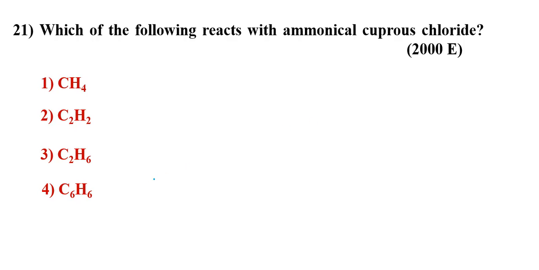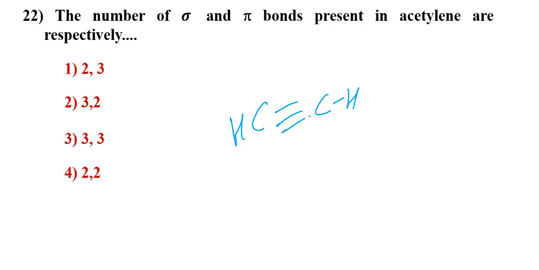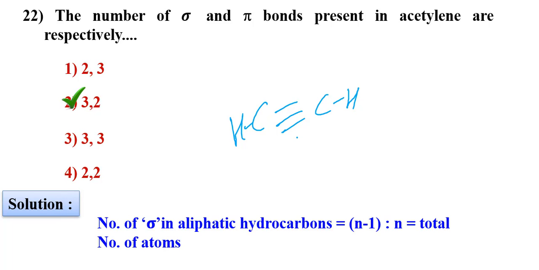Which of the following reacts with ammoniacal cuprous chloride? Terminal alkynes. So here terminal alkyne means acetylene is the answer. The number of sigma and pi bonds present in acetylene are respectively? It's a very simple question. If you know the structure of acetylene, you can write it. Tell me how many sigma and how many pi bonds? 3 sigma, 2 pi bonds. 1, 2, 3. These two are pi bonds, this is also a pi bond, this is also a pi bond. The middle one is sigma, this is also sigma, this is also sigma.